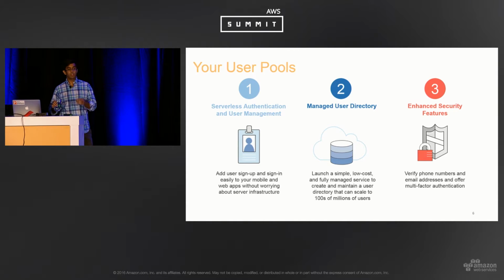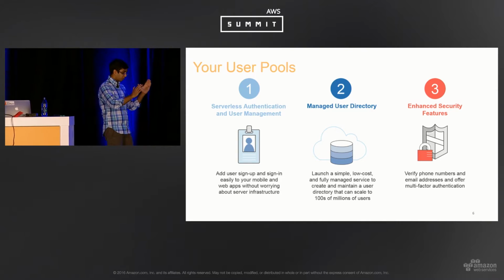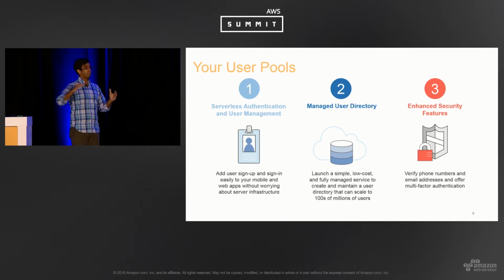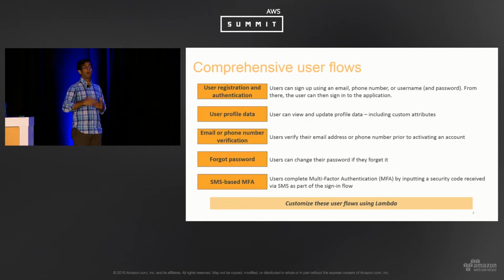Here, I want to talk about the comprehensive user flows that we've implemented. So again, going back to those 3 areas of the user experience. In the first area and the second area, the registration and sign-in, we provide those flows. Those are table stakes. You can allow your user to sign up and then sign in with just their email and password, with their username and password, or their phone number and password. You can collect whatever attribute data in that context as well.